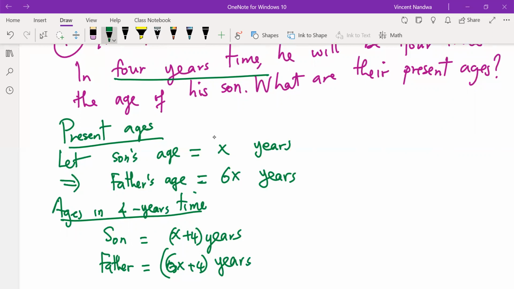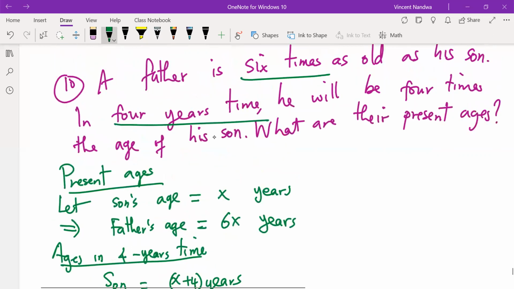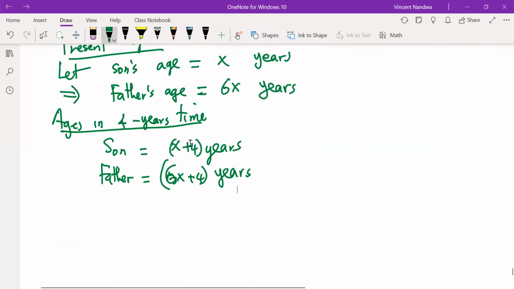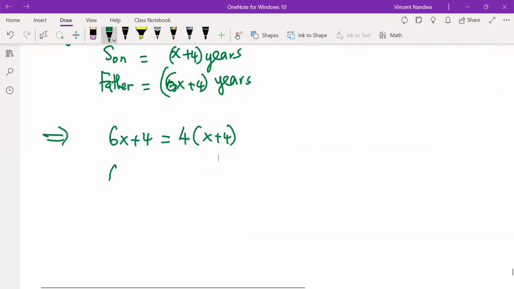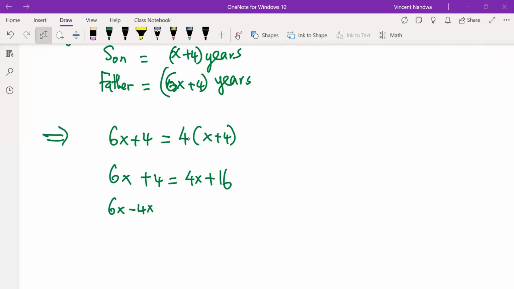And we have further been told that in 4 years' time, the father will be 4 times the age of his son. So this means that the age of the father 4 years from now is going to be 4 times the age of the son. So that's the equation we have. So we have 6x plus 4 equals 4x plus 16. So 6x minus 4x is 16 minus 4. 2x equals 12. X equals 6.